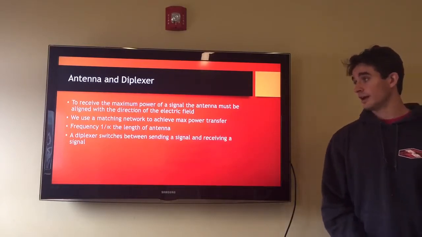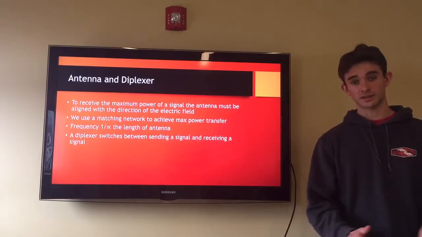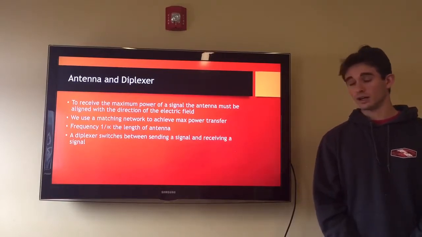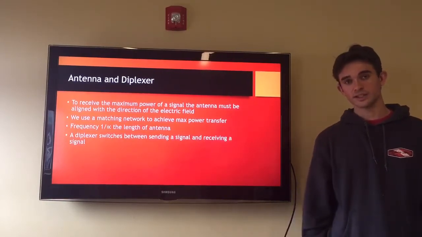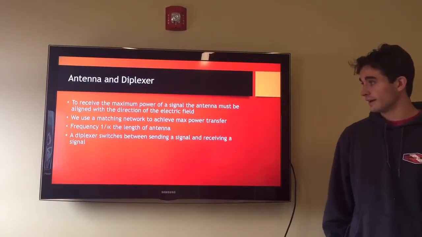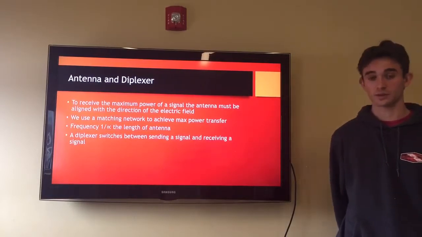We also need to have, it's kind of just fundamental, that frequency and the length of an antenna are inversely proportional. So if you have a very low frequency, you need a very long antenna. And if you have a very high frequency, you need a very short antenna.